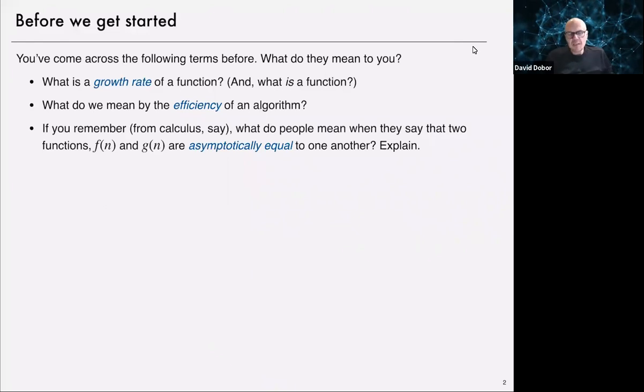What else? What do we mean when we say that two functions are equal as opposed to asymptotically equal? What's the difference?